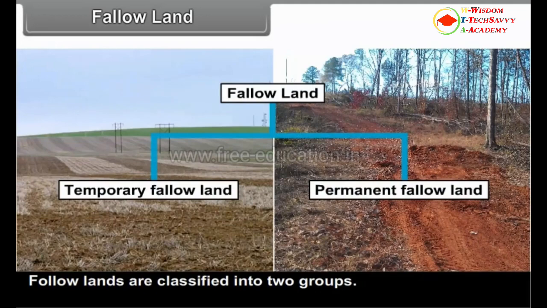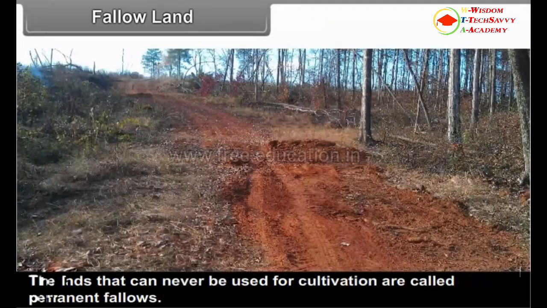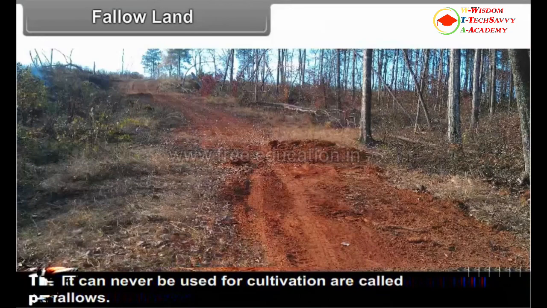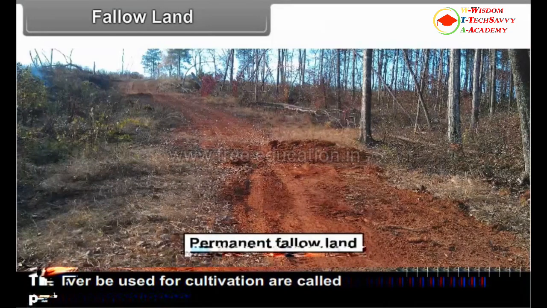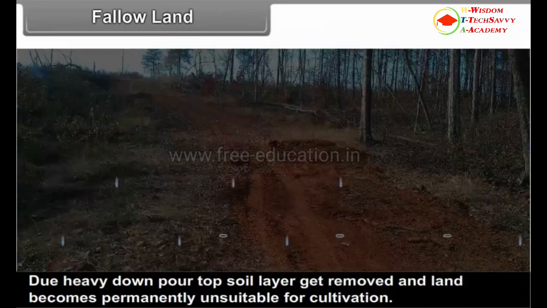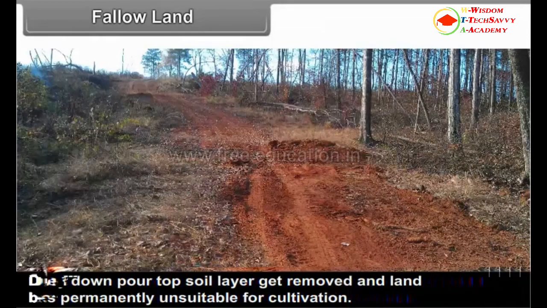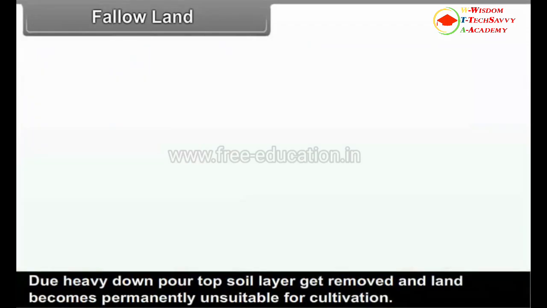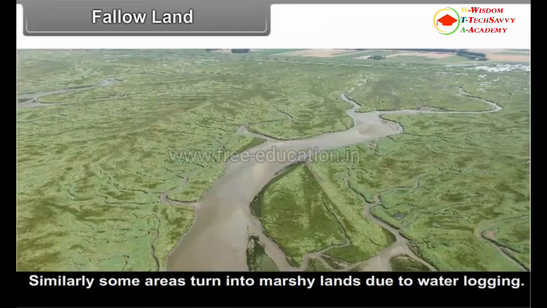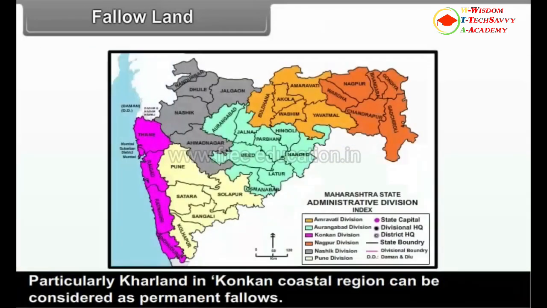Fallow land. Fallow lands are classified into two groups. The lands that can never be used for cultivation are called permanent fallows. Due to heavy downpour, topsoil layers get removed and land becomes permanently unsuitable for cultivation. Similarly, some areas turn into marshy lands due to water logging. Particularly, Khar land in Konkan coastal region can be considered as permanent fallows.